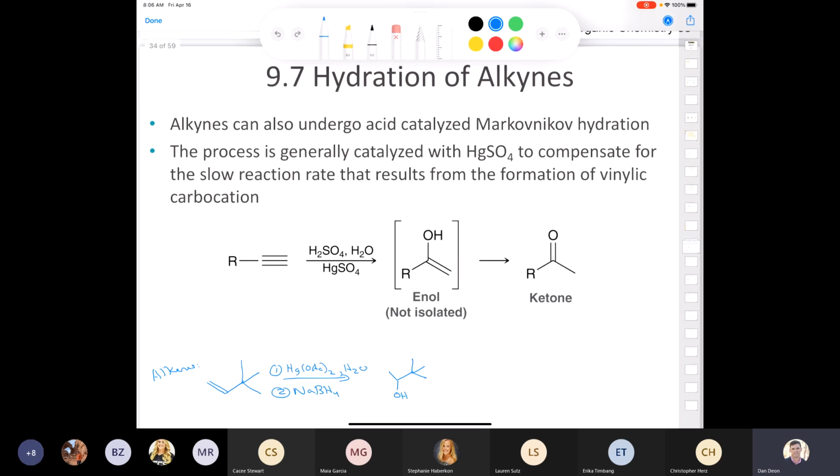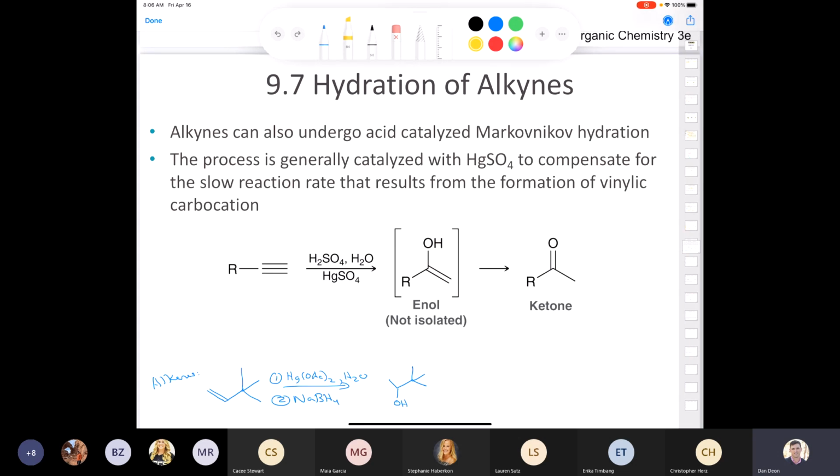However, we need to add a special reagent in order to get this reaction to go forward. And that reagent is HgSO4, which is mercury(II) sulfate, or mercuric sulfate. So what do you have to remember? You have to remember that you're going to need a source of acid and water, sulfuric acid and water, but you need this mercuric sulfate. The reason why is that without it, the reaction is just too slow. Okay, and it's because of the formation of a vinylic carbocation.